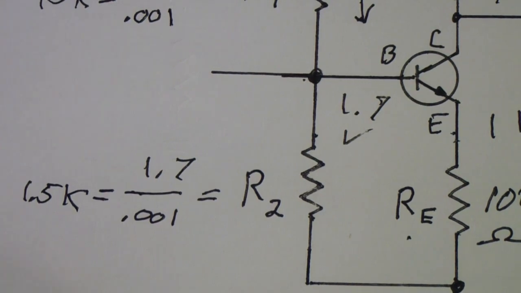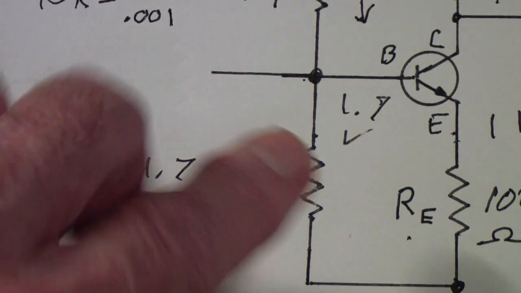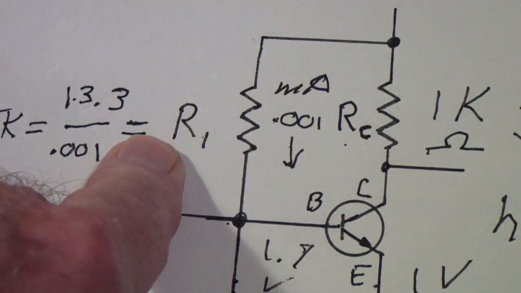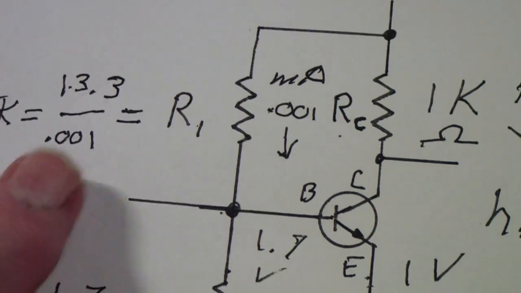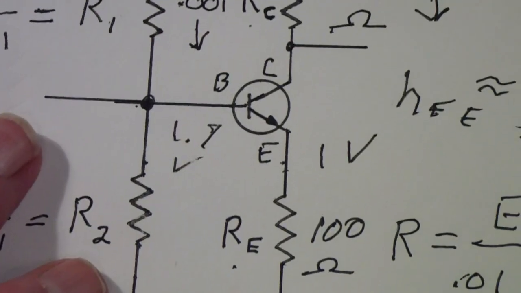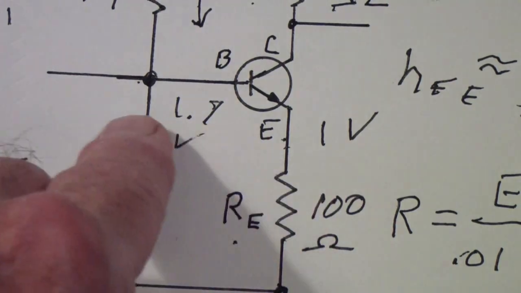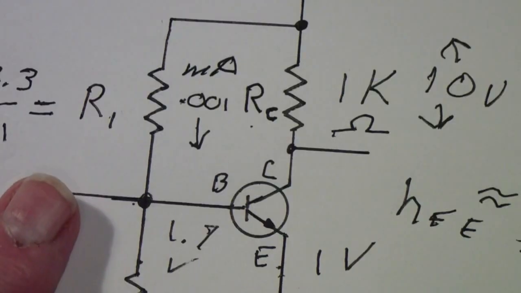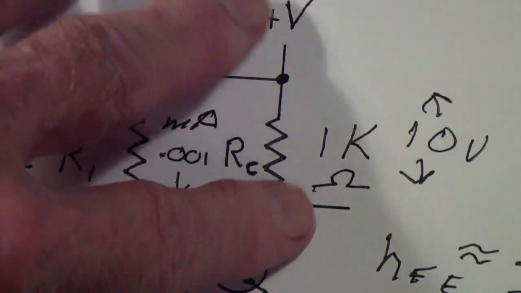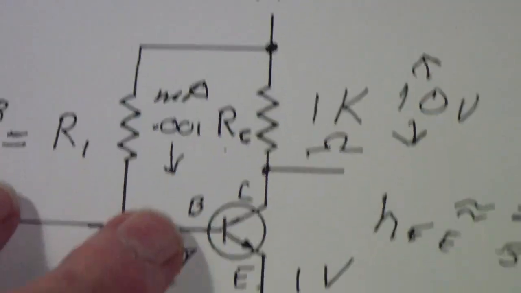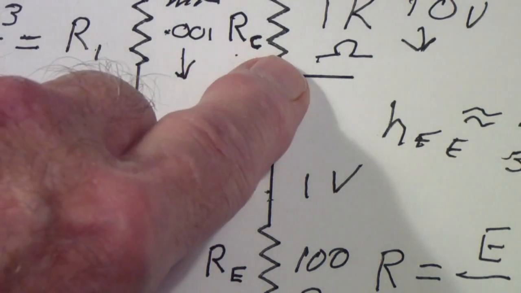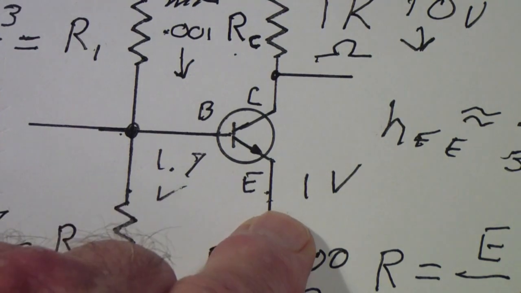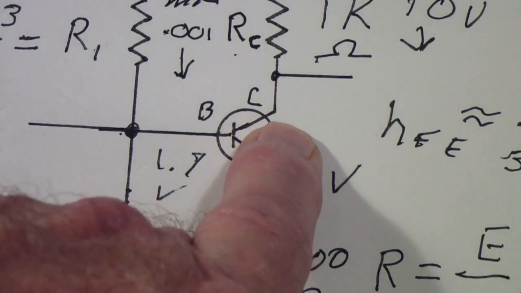So we've determined RE, R2, RC, and R1. That's everything we need. We also now know approximately what our voltages should be. We should have about 1.7 volts on the base, about 1 volt on the emitter. We should have about 10 volts across this resistor, and we should have the difference, that is 15 minus 10 minus 1, or 15 minus 11, or 4 volts across this transistor.